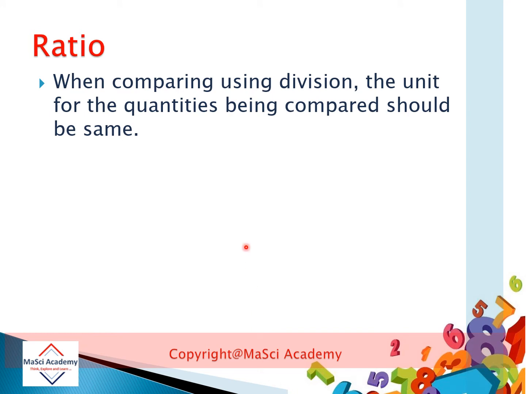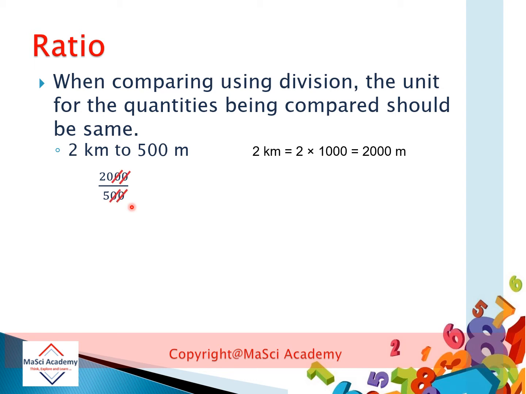When comparing using division, the unit for the quantities being compared should be same. Let's see now. 2 kilometers to 500 meters. How do we find the ratio? First, we convert 2 kilometers to meters, that is we multiply by 1000 so that we get 2000 meters. And then we find the ratio of 2000/500. So on reducing to lowest form, it becomes 4/1. So we say the ratio is 4:1.